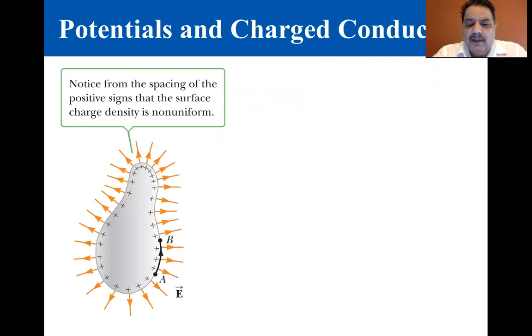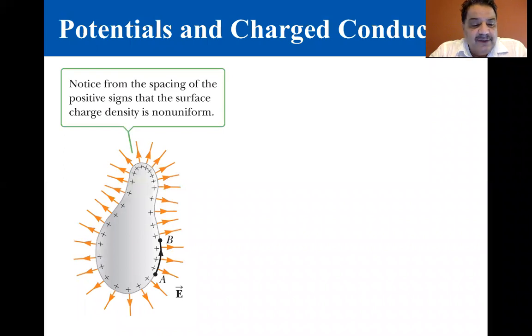Remember when we talked about a conductor in electrostatic equilibrium in the last topic? You learned that a net charge placed on a conductor is entirely on its surface. Also, we showed that the electric field just outside the surface of a charged conductor in electrostatic equilibrium is perpendicular to the surface, and that the field inside the conductor is 0. Now let's show that all points on the surface of a charged conductor in electrostatic equilibrium are at the same potential. Take a look at the figure here.